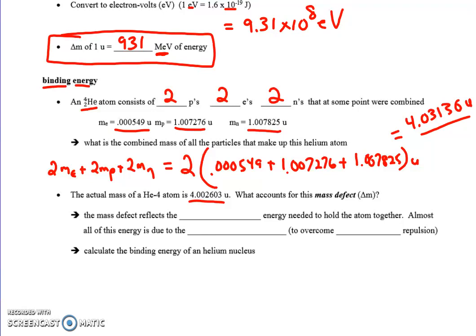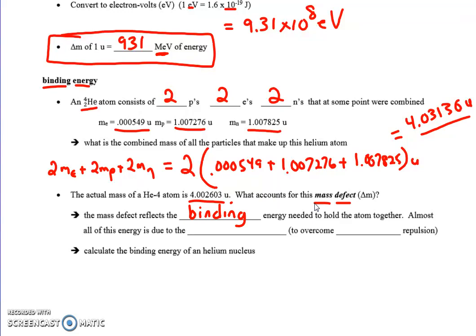So what we have to be able to do is explain why the overall mass of the helium atom is less than the constituent parts. In other words, what accounts for this mass defect, which is given the symbol delta M? Well, if you haven't figured out already, the mass defect represents something called the binding energy needed to hold the atom together.